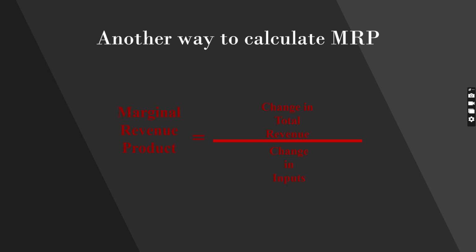Sometimes they'll give you these values. So total revenue, change in total revenue, change in inputs, and then you can still calculate the marginal revenue product. But essentially, we're just looking at the change in revenue to the firm as a result of a change in workers hired.